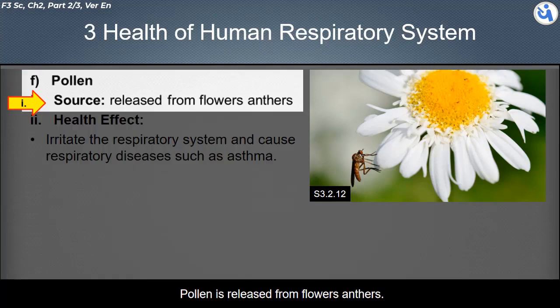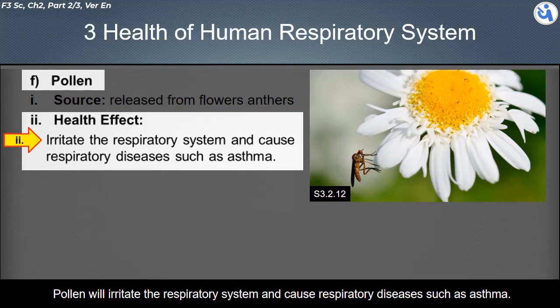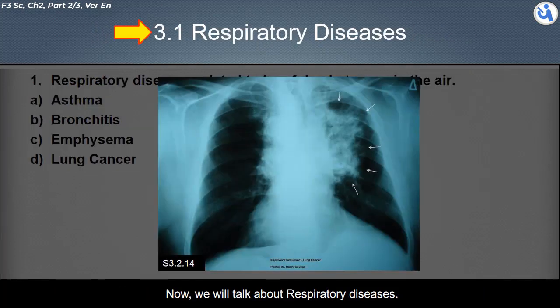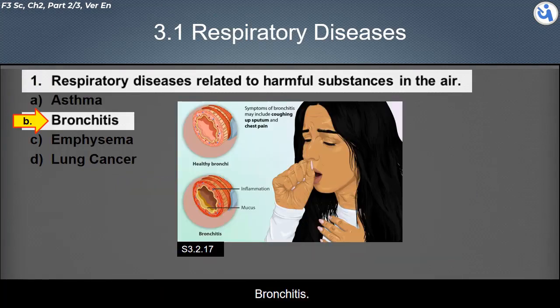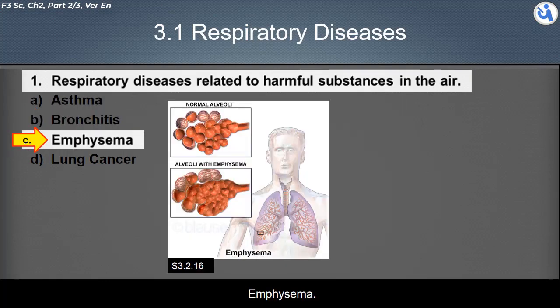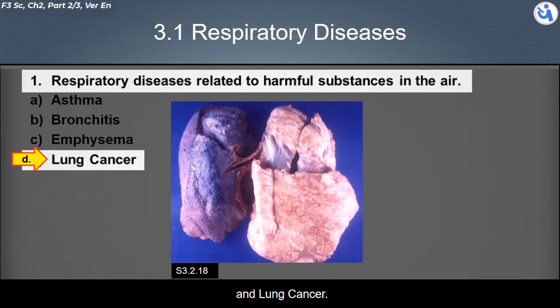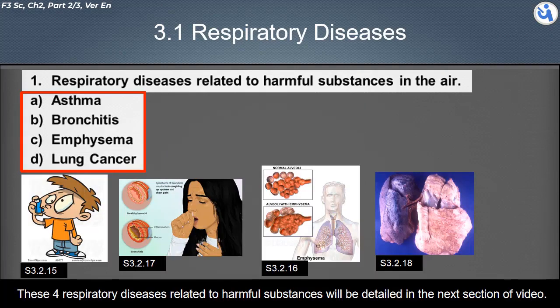About pollen. Pollen is released from flowers' anthers. Pollen will irritate the respiratory system and cause respiratory diseases, such as asthma. Now, we will talk about respiratory diseases. The following are the respiratory diseases related to harmful substances in the air. They are asthma, bronchitis, emphysema, and lung cancer. These 4 respiratory diseases related to harmful substances will be detailed in the next section of the video.